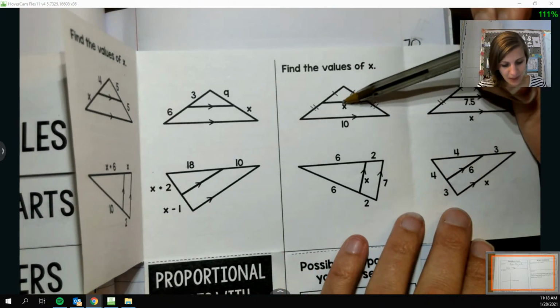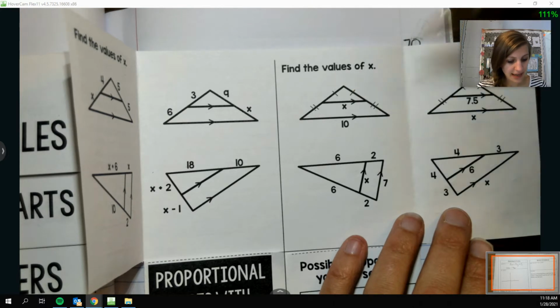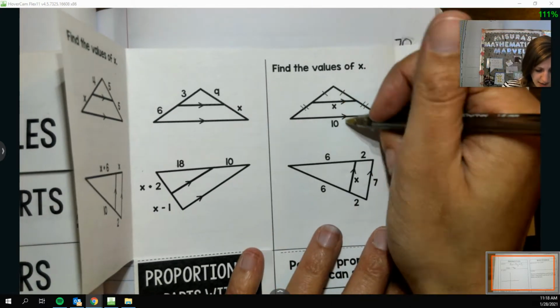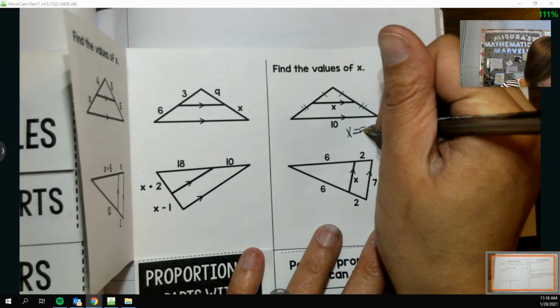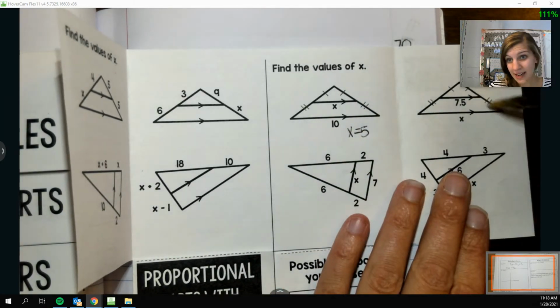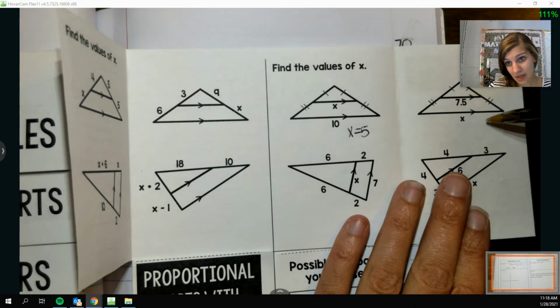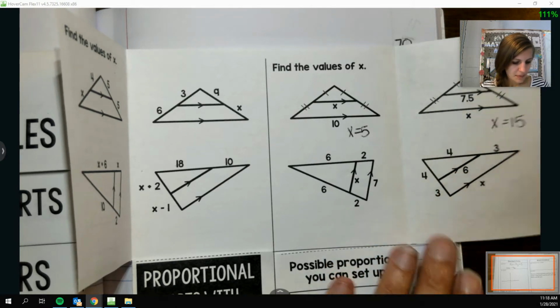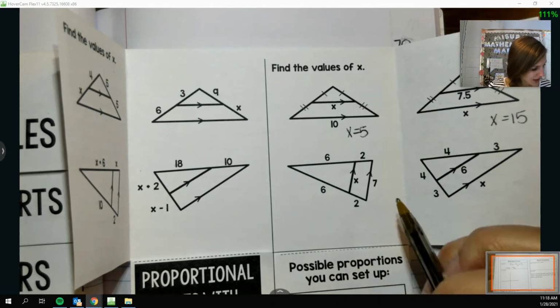So if it's right in the middle, like this guy is here, then it's just half as much. So x would be 5. And if I need to go the other way, then we just double it. So 7.5 times 2, or 7.5 doubled, is 15. We can also do that here.